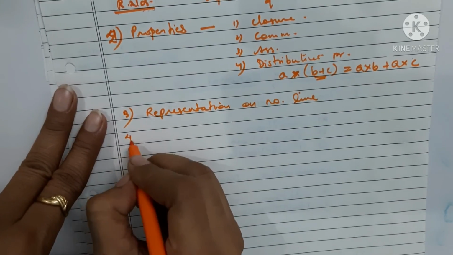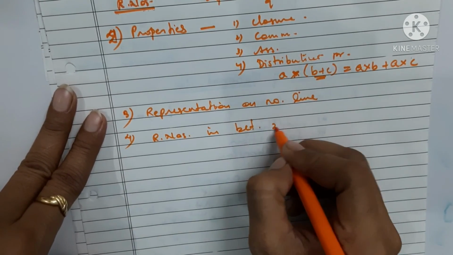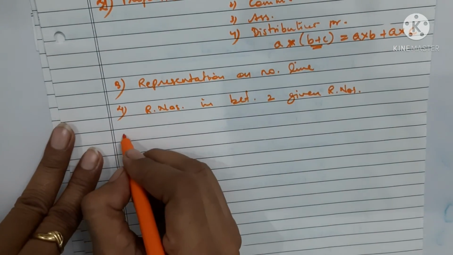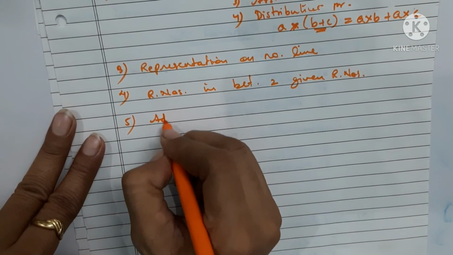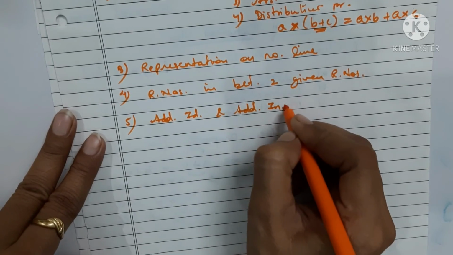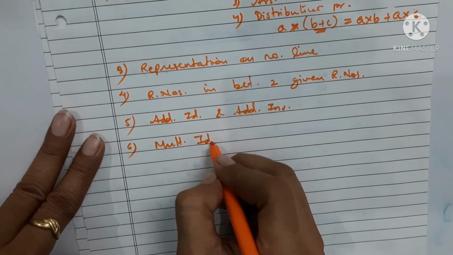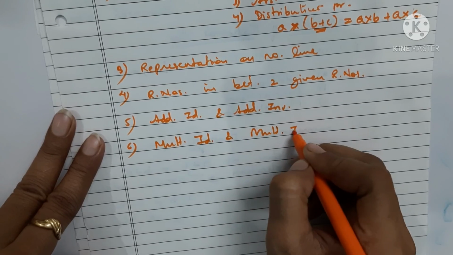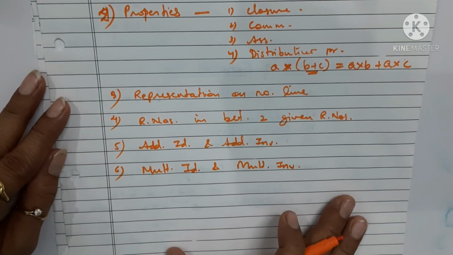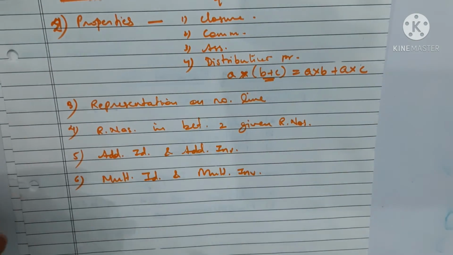What else? Finding rational numbers in between two given rational numbers. This we have seen and gone through. And next is additive identity and additive inverse of rational numbers. And in the 6th point we have completed multiplicative identity and multiplicative inverse of rational numbers. So this is what you should know about rational numbers. I hope you must have gone through all these and understood the chapter.